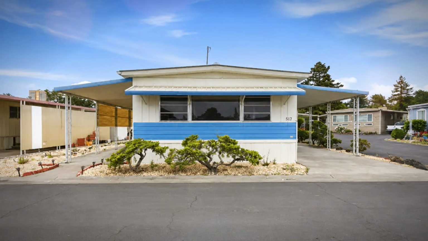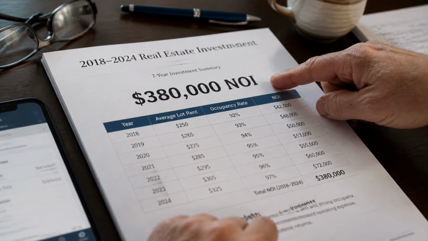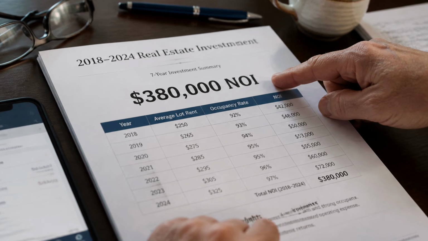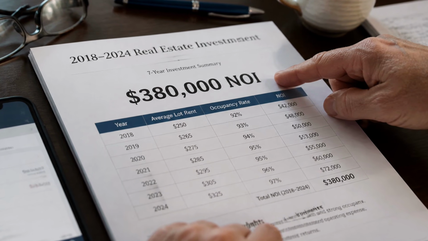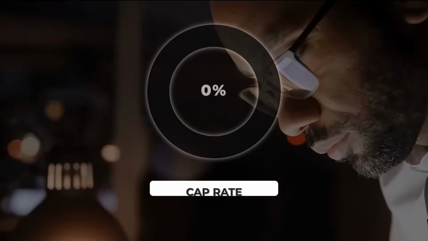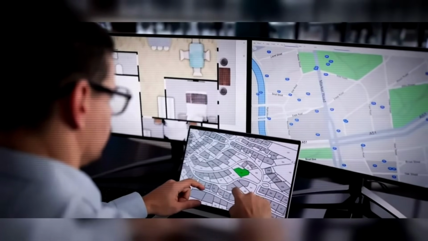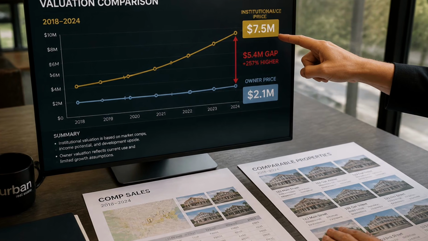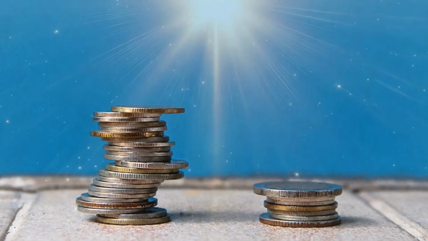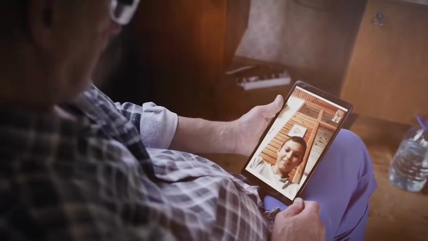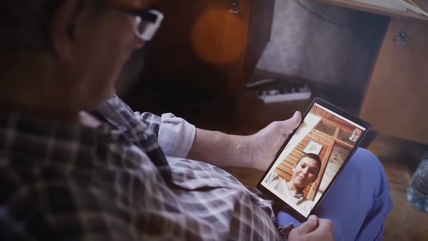The $2.1 million small city park with 90 pads at a $550 average lot rent and 95% occupancy generates $380,000 in net operating income, an 18% cap rate against the acquisition price. The institutional pricing on the same asset would be in the $7.5 million range. The arbitrage is real. The buyer at this tier can operate the park through an off-site management arrangement, and the cash flow can support a retirement.